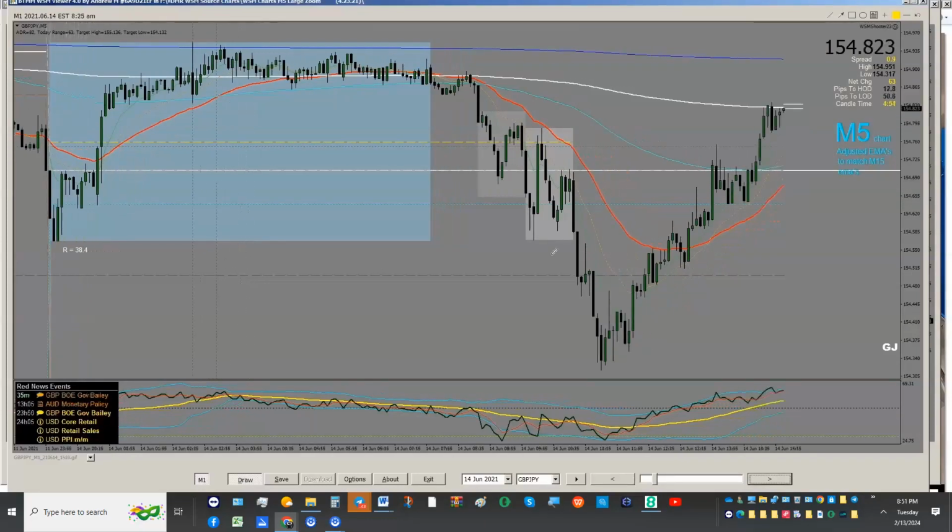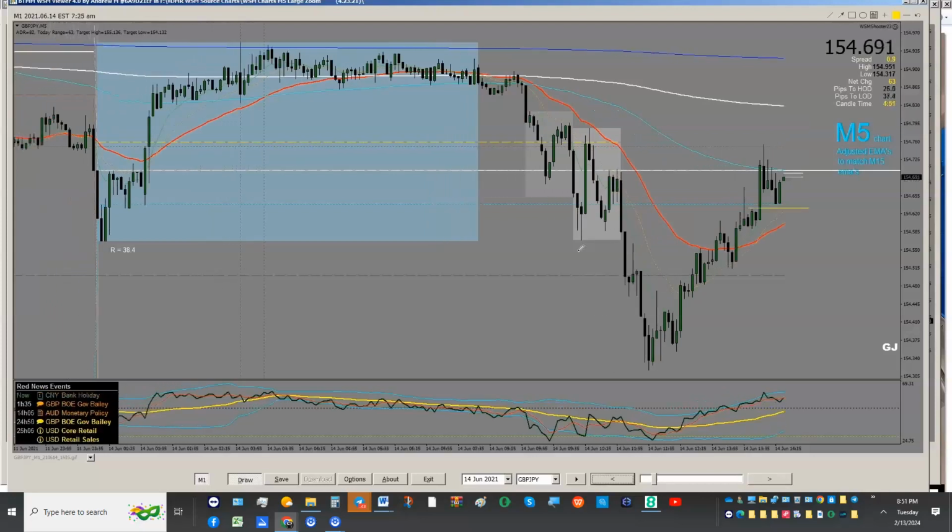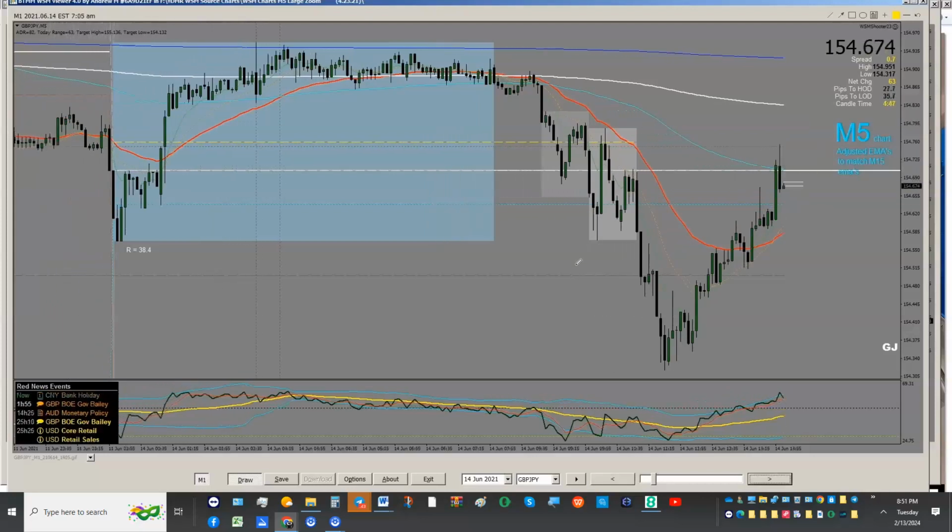So it's really as simple as that. The question is, were you able to see it back here? Were you able to perceive not only the first zone flip, but the second one, the deeper one, the one that was a little bit deeper?